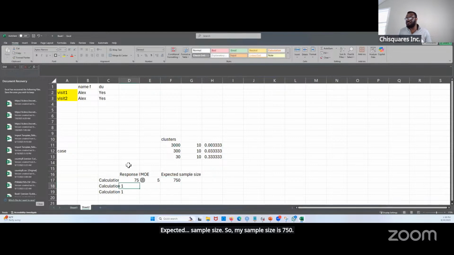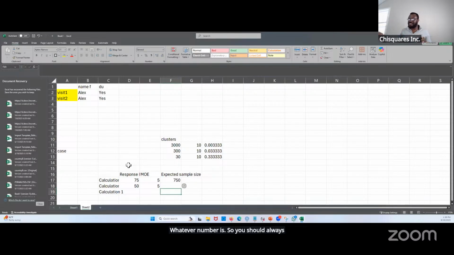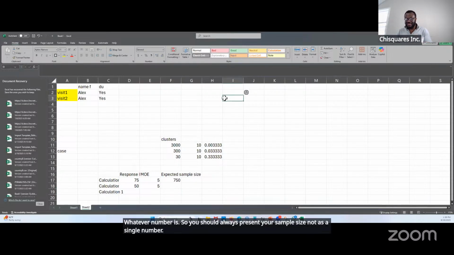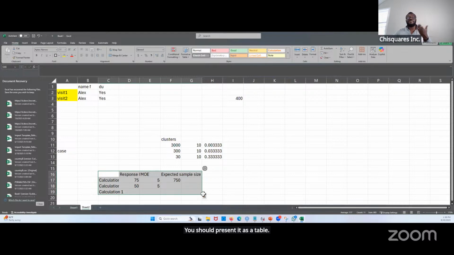If I assume calculation 2, a response rate of 50%, which is more reasonable, and a margin of error of, let's say, 5%, here's what I will get. So you should always present your sample size not as a single number, like 400. It's like, okay, how did you get that number? You should present it as a table of plausible options.